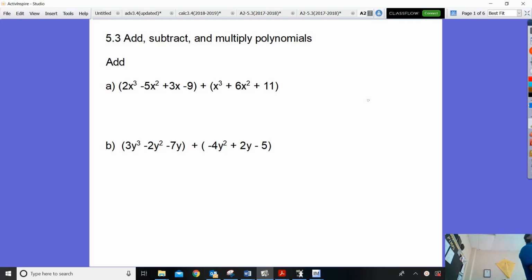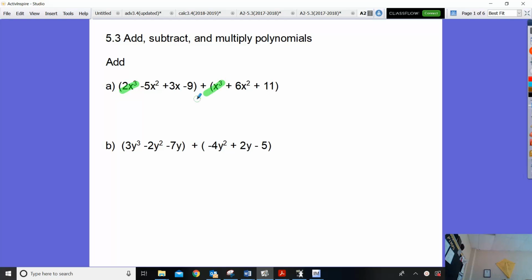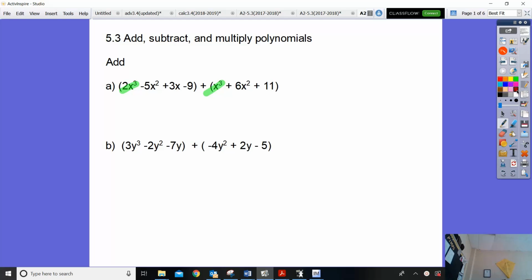Be pretty easy. When you add and subtract things, what do you focus on? Like terms. You've been doing that for a minute. So we're going to focus on like terms. I'm going to go through here and waste the time identifying them. But 2x cubed is like what? X cubed. 2x cubed plus an x cubed. How many x cubes are there? There are 3 of them.